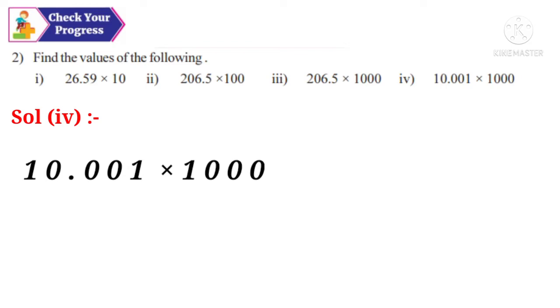Next, solution for 10.001 into 1000. Observe that there are three zeros in 1000. The decimal point will shift right by three digits, that is after 001, then put the decimal point, that is 10,001.0 is the answer.